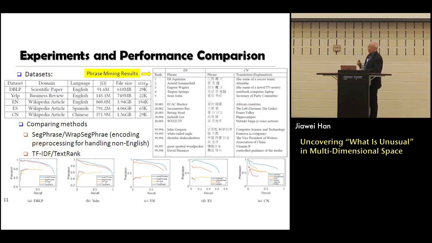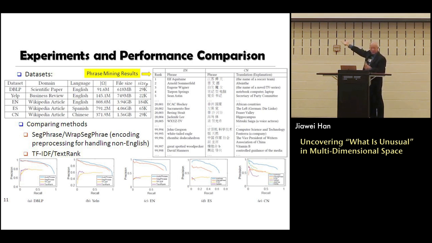Just to show you the example, we only use Wikipedia. The interesting thing is, if you work on Spanish, you need Spanish Wikipedia. You work on Chinese, you should use Chinese Wikipedia. Except that, everything is automated. You probably can see the precision recall curve.